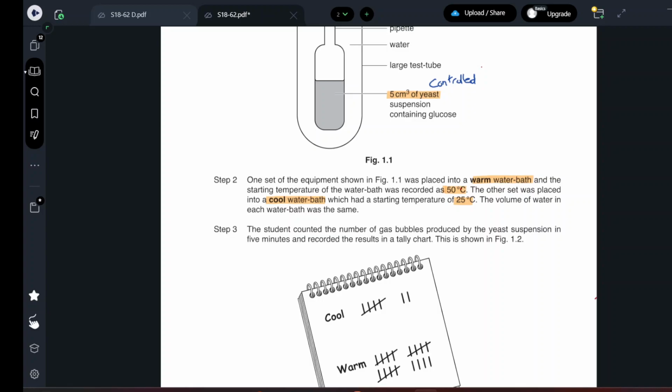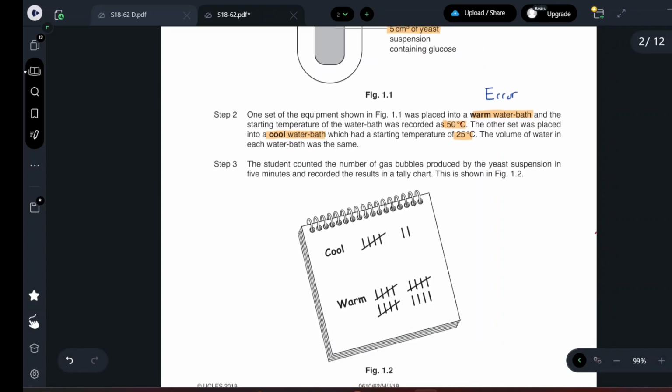Okay. Of course, any water bath that is not maintained is a source of error. Here the temperature will not stay 50, and here it will not stay 25. It will either cool down or get hotter according to the surrounding room temperature. So this is a source of error, that the temperature is not maintained. It is not constant at this level. It will definitely change.